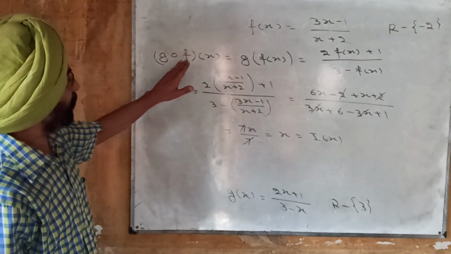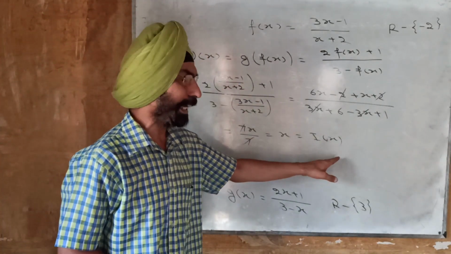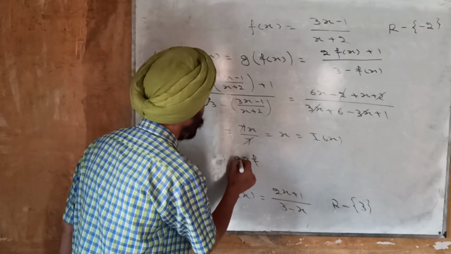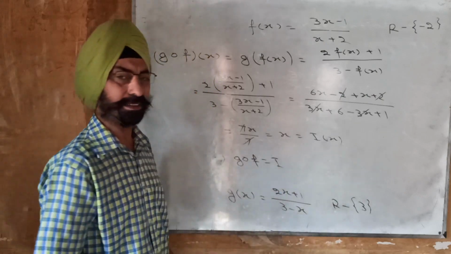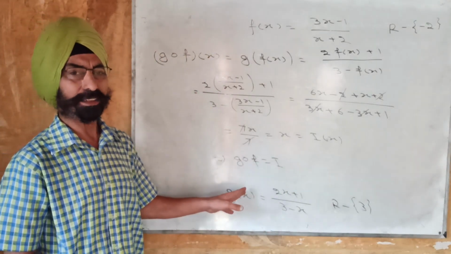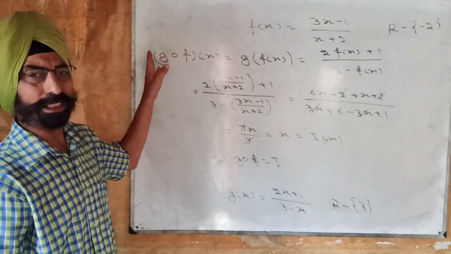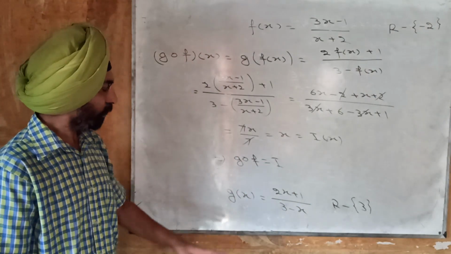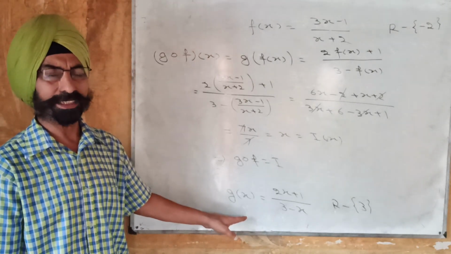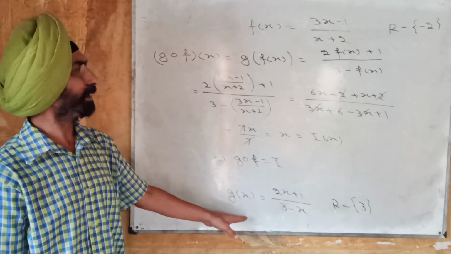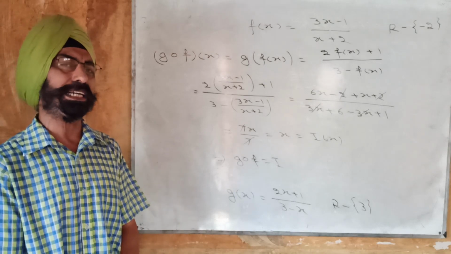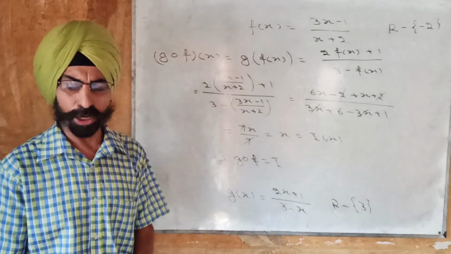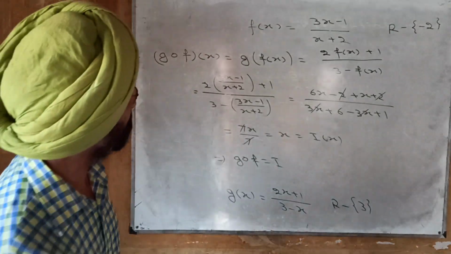So that means (f composite g)(x) is the same as I(x), which means f composite g is the identity function. In the same fashion, you can verify that g composite f is also the identity function. So that means whatever inverse you have obtained is 100% correct, because the composition of the function with the inverse function is coming out to be the identity function. So this is how to find the inverse of a function.